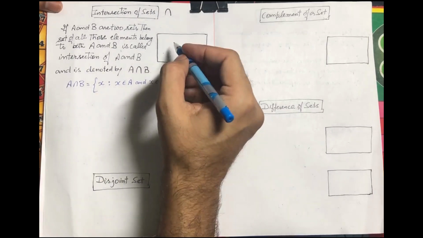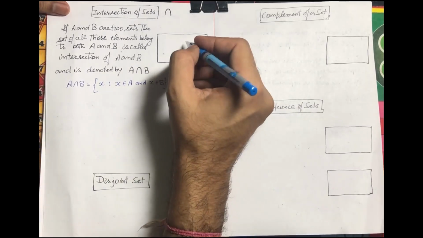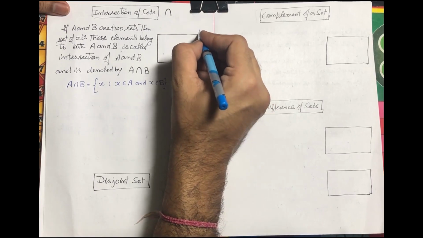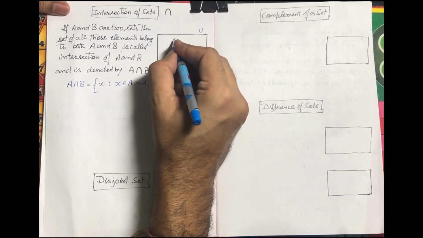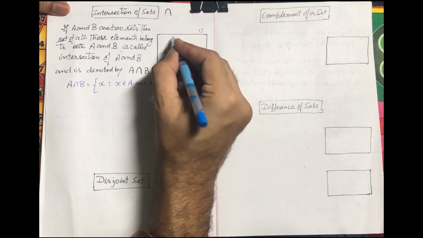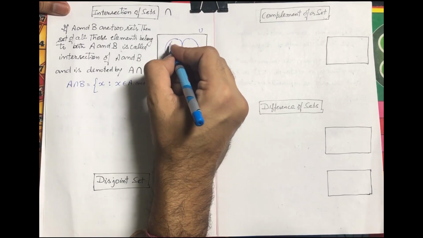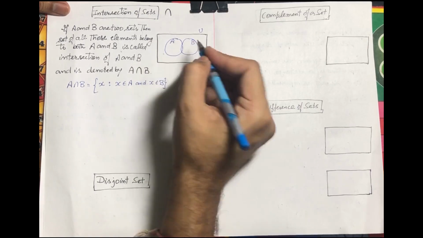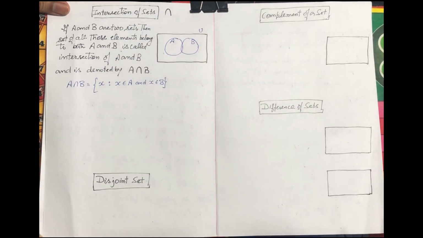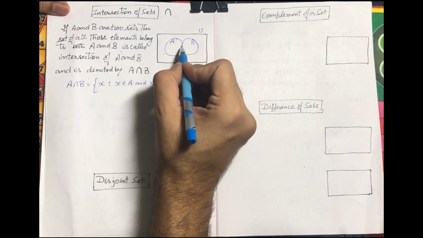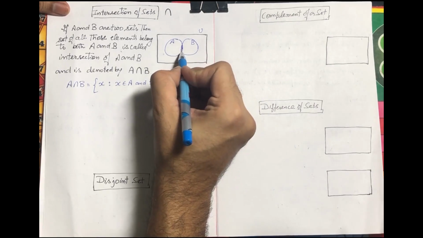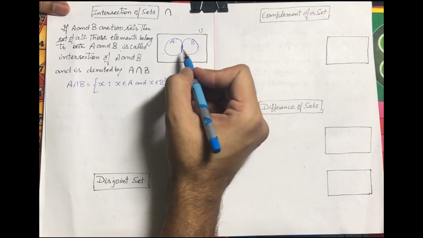So how can we plot its diagram, Venn diagram? Let this is universal set, this is A, this is B. Can you imagine where the intersection lies? The common part. This is the intersection.